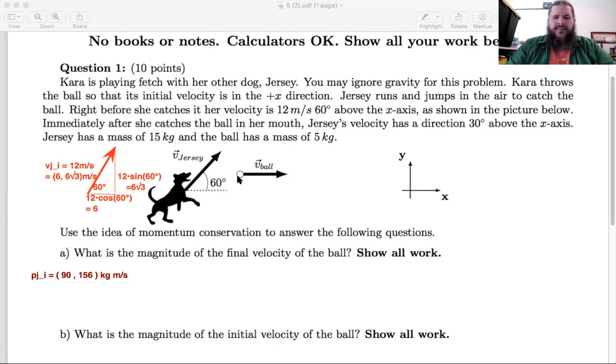And as for the ball, we know the ball is moving purely in the x direction. Do we know how fast it's moving?